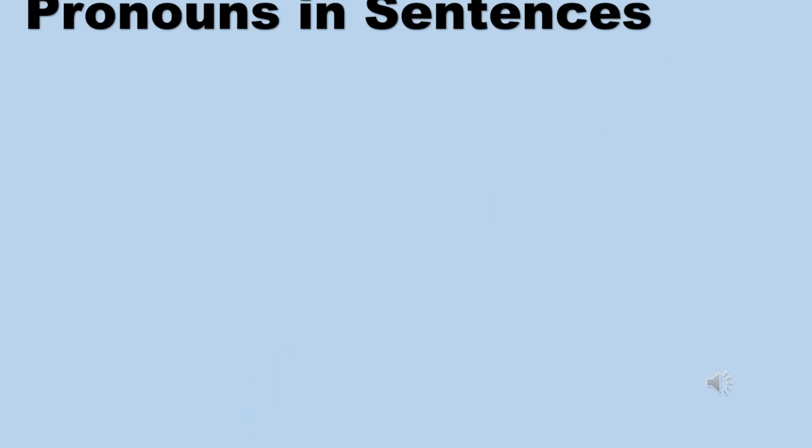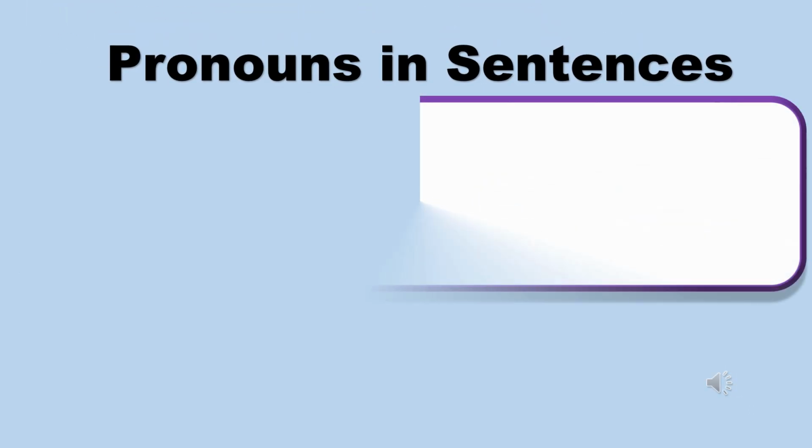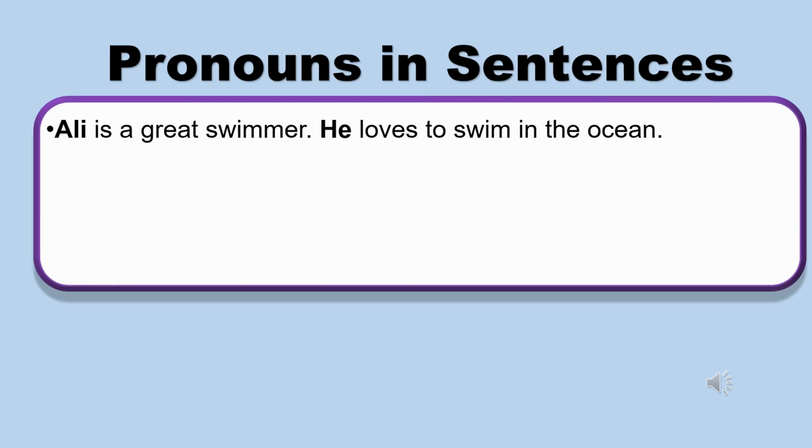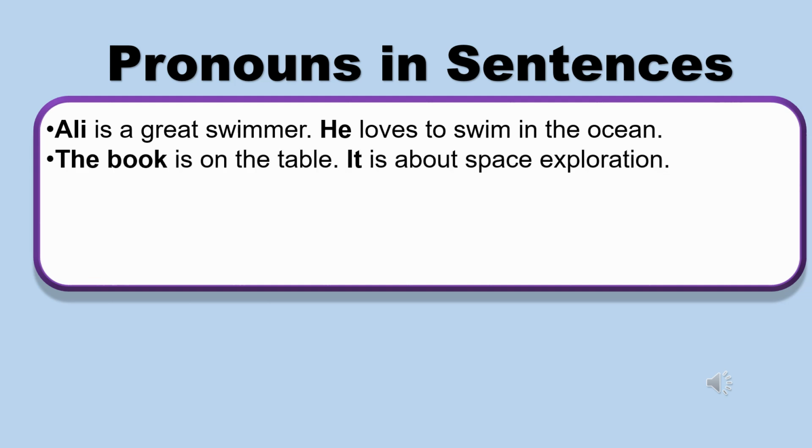Let's look at some real examples to understand how pronouns work in sentences. Ali is a great swimmer. Instead of repeating his name, we say, he loves to swim in the ocean. The book is on the table. Then we use it to continue. It is about space exploration.